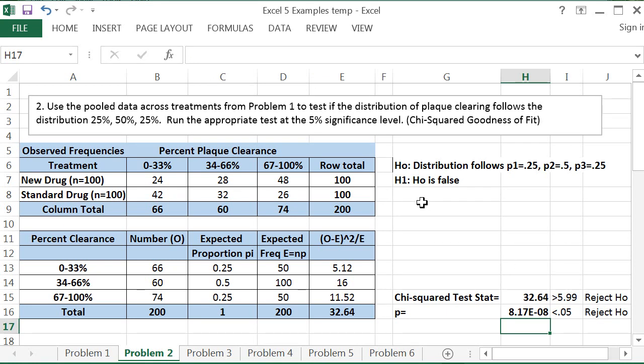So the conclusion from this chi-squared test is that the population does not follow the distribution of 25%, 50%, 25% in these clearance categories. So you can use this as a pattern for your problem. I think the only difference is that you have four categories, and your distribution is going to be different with four categories.